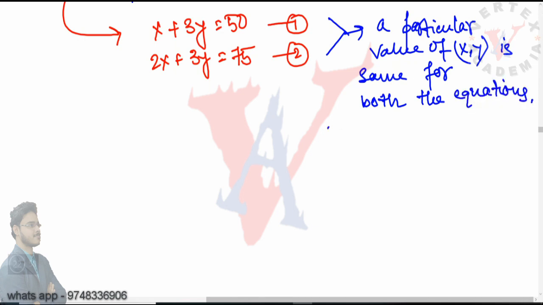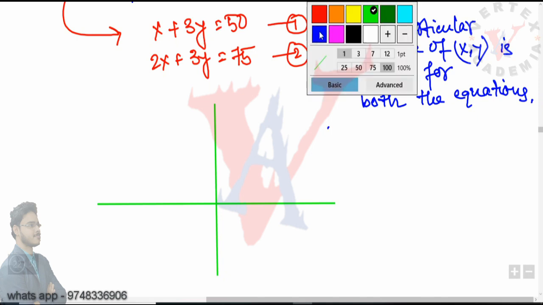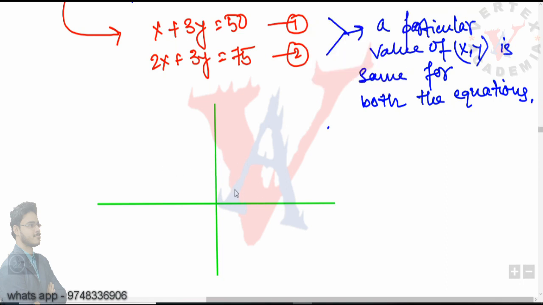Now let us plot the graphs. Let us plot the first graph, that is x plus 3y equals 50. Let us consider that the graph is something like this.